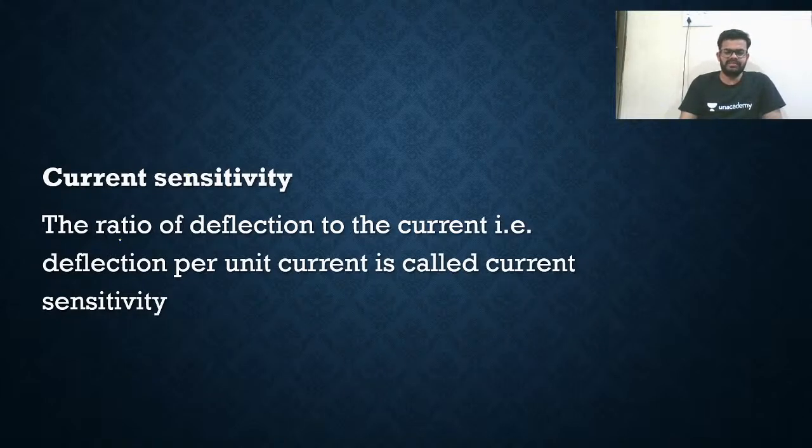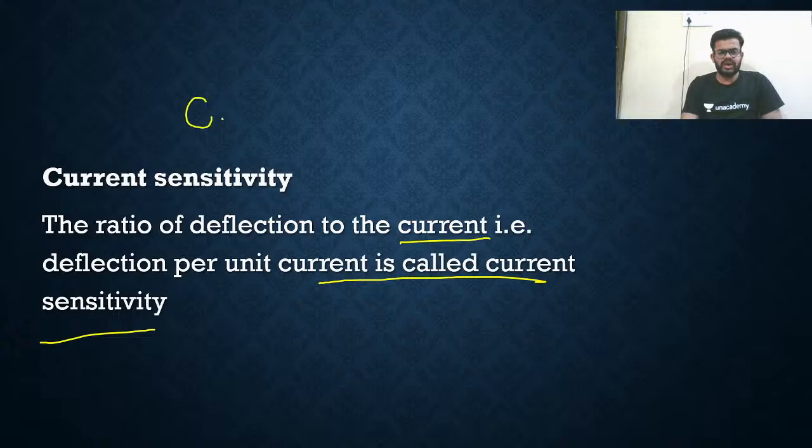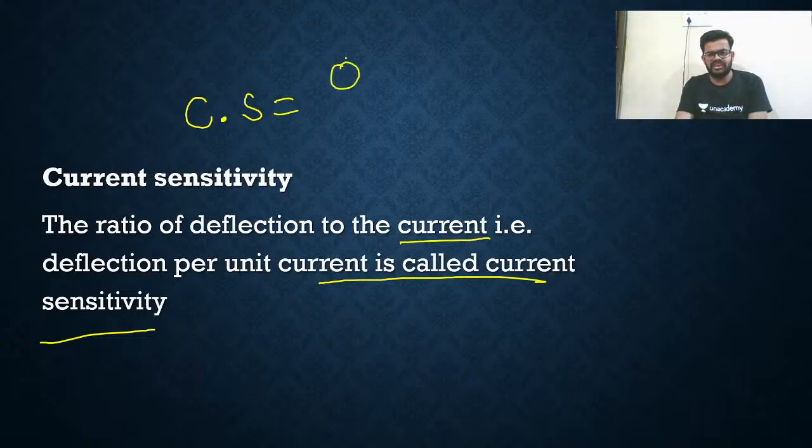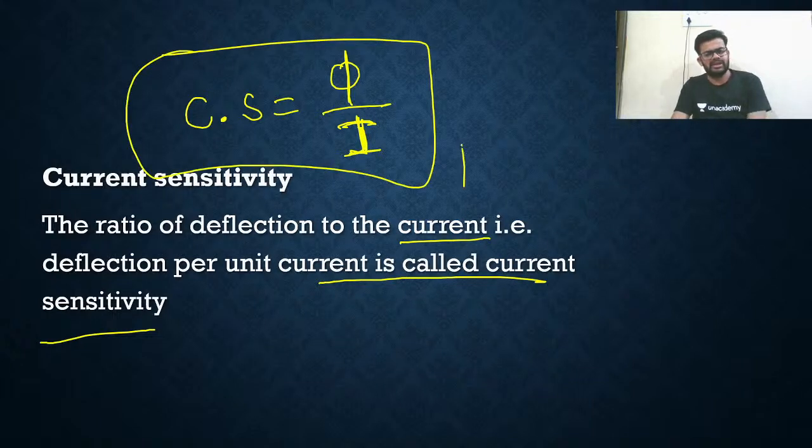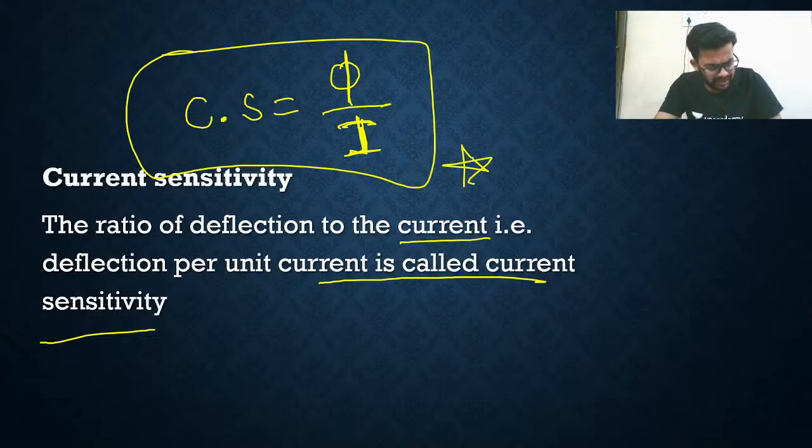What is current sensitivity? The deflection per unit current is called current sensitivity. So current sensitivity CS is deflection per unit current. Let's say deflection is phi and current is I. So the current sensitivity of a galvanometer is deflection divided by current. This formula you should remember.